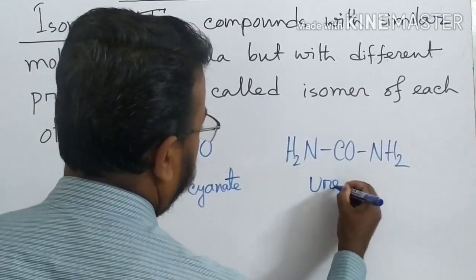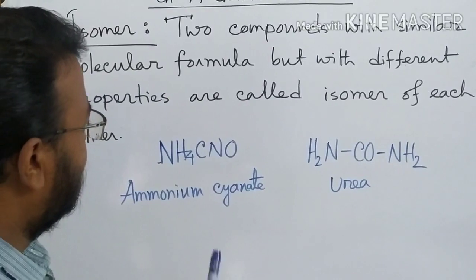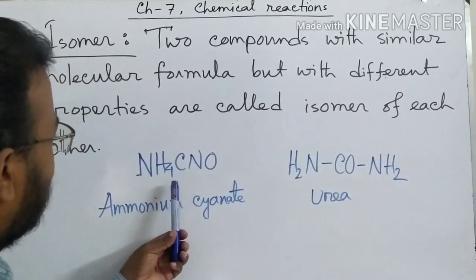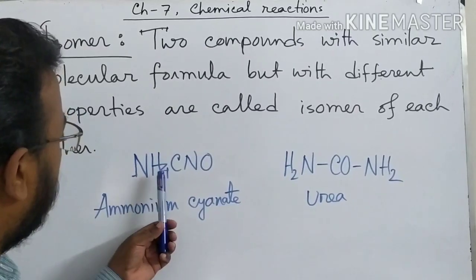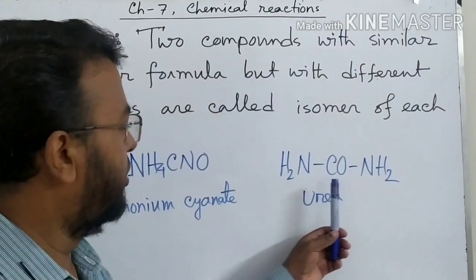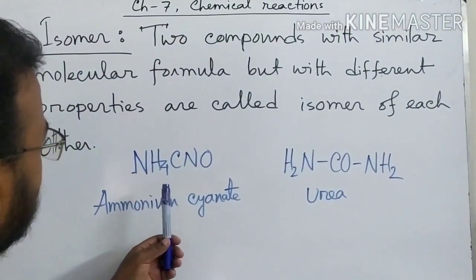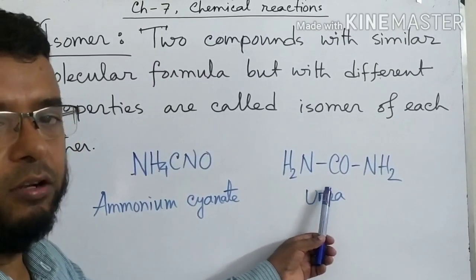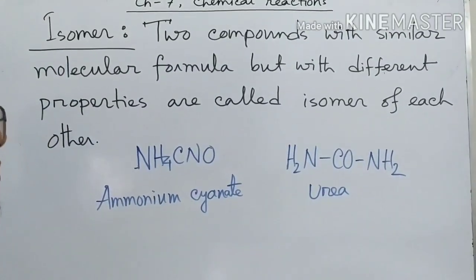It is urea. So these two are different compounds, but their molecular formula is the same: N2H4CO. Here also H4N2CO. So their molecular formula is similar, but their properties are different. They are also different compounds. So these two are isomers of one another.